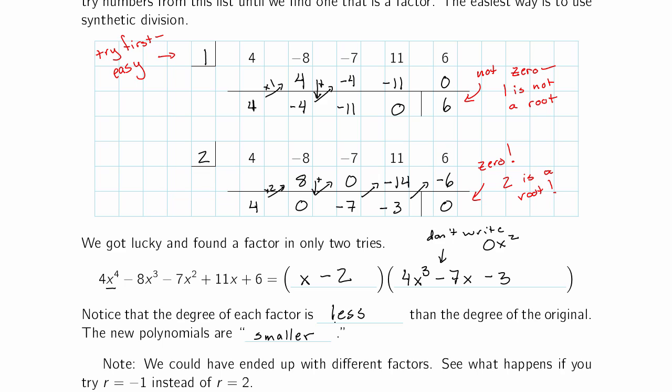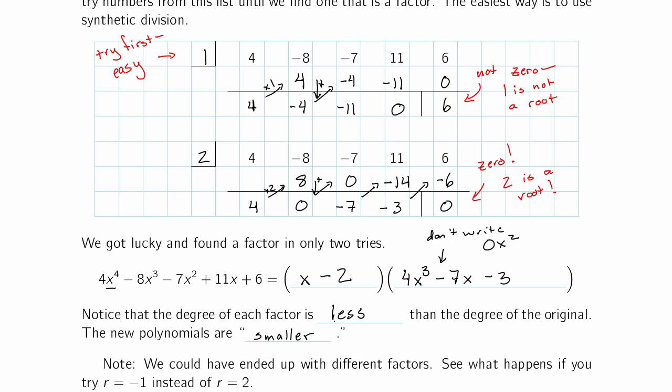Now, 2 wasn't the only one that would have worked. 2 is not the only root of this polynomial. You should try and see what happens if you try negative 1 as your second number instead of trying 2 as your second number. You might get a different pair of factors. And that's okay. Right now we're only looking for just any factor. We just want to get started on this. We'll talk about factoring more fully a little bit later.